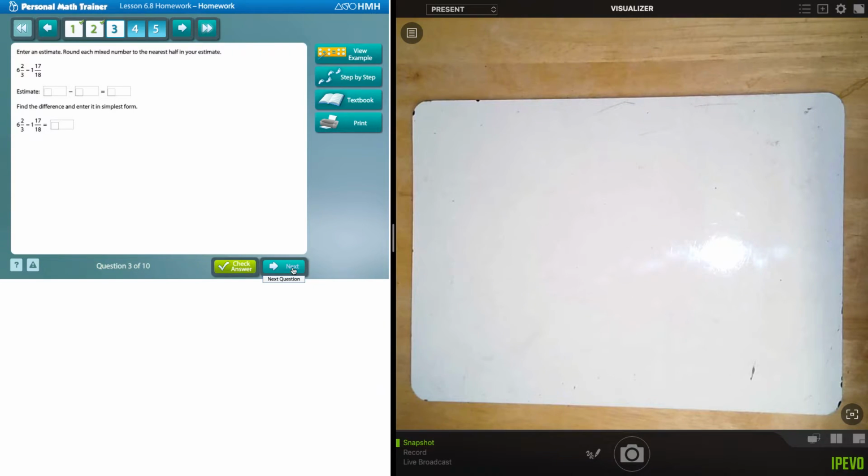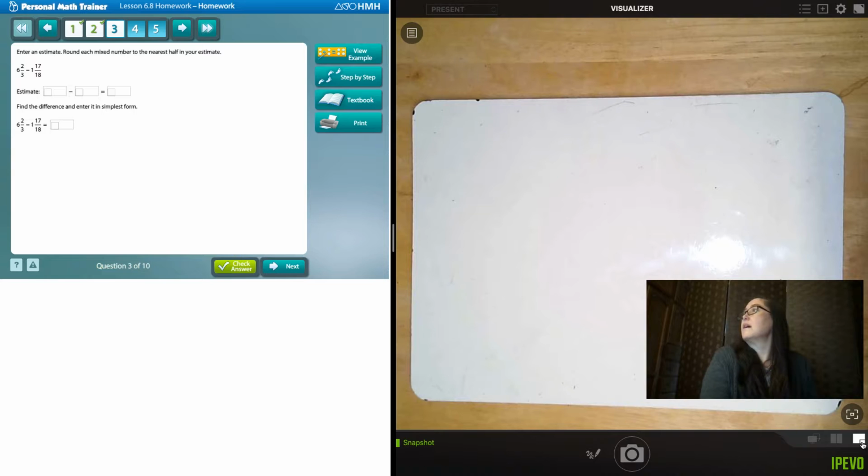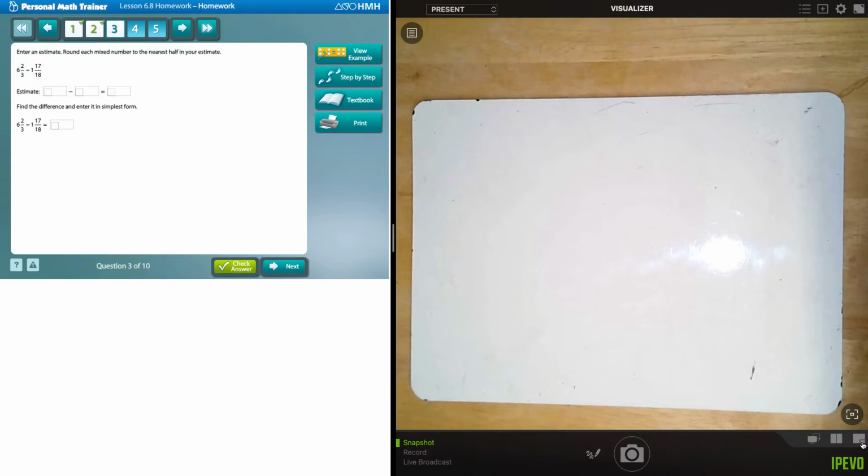Let's enter an estimate. I'm reading up here. Round each mixed number to the nearest half in your estimate. Okay? So there we go. And maybe if you want to see my note. Let's see. All right. I don't know if that helps you to see me. It probably doesn't. It takes up my workspace. Anyways. Hi, guys. You're doing great. All right. So here we go. We're going to enter an estimate and round each mixed number to the nearest half.